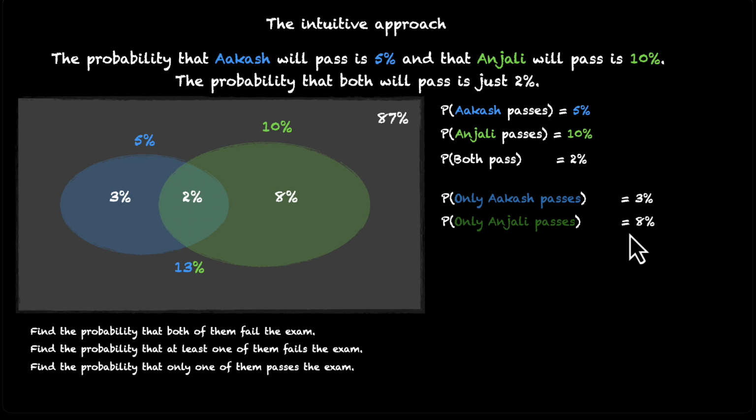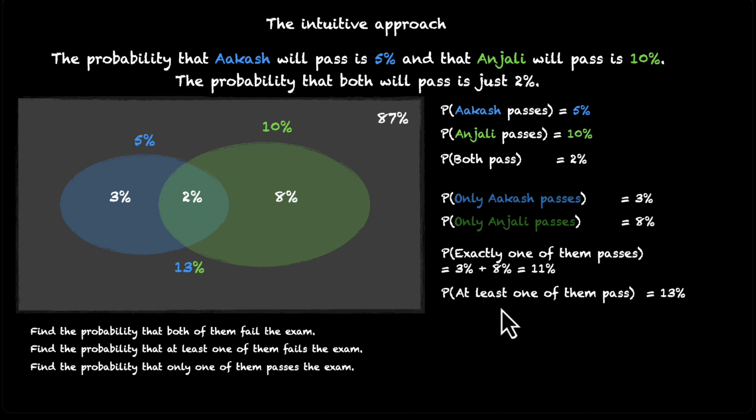So if you add both of them up, you'll get the probability of exactly one of them passing. Exactly one of them means either it's only Akash or it's only Anjali. So that's 3 plus 8, that's 11%. That's the pure blue plus pure green region. And if you add the mixed region, if you add the overlap, you'll get the probability of at least one of them passing. That's Akash union Anjali. That's going to be 3, 2 and 8. That's 13%. What else can we figure out?